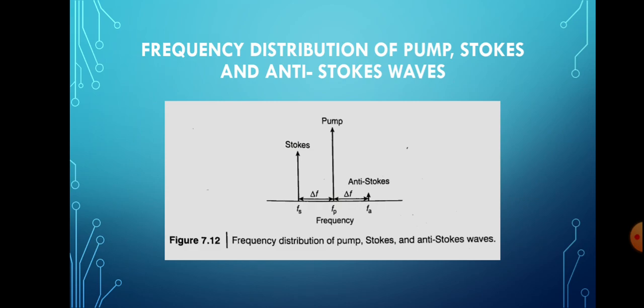You can see the wave which is used to irradiate the material is known as the pump wave, that is, the incident wave. So this pump wave has a frequency Fp. Then when it is incident on the material, it will be scattered into different directions. So it will produce Stokes waves and anti-Stokes waves, and the Stokes waves have a frequency Fs. You can see that Fs is lesser than that of Fp, and anti-Stokes waves have higher frequencies. That means anti-Stokes waves have a frequency Fa which is higher than that of Fp.